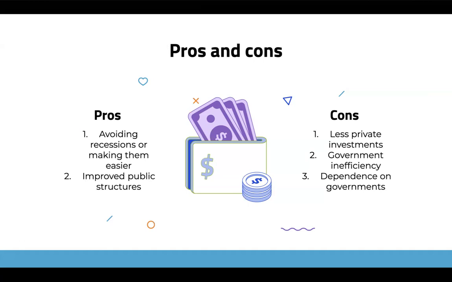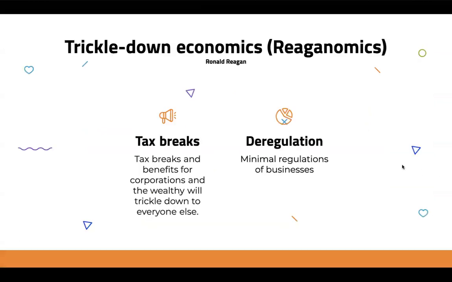However, there are a few cons as well. That means less private investment, which could mean, for example, less competition or less innovation at some points. There's government inefficiency, as we know governments take long bureaucratic processes to create these spendings, and therefore these spendings can become very inefficient or badly timed. And lastly, there's dependence on governments. If the government starts doing this, they might create a healthy economy, but it's only going to be healthy as long as the government is helping it.